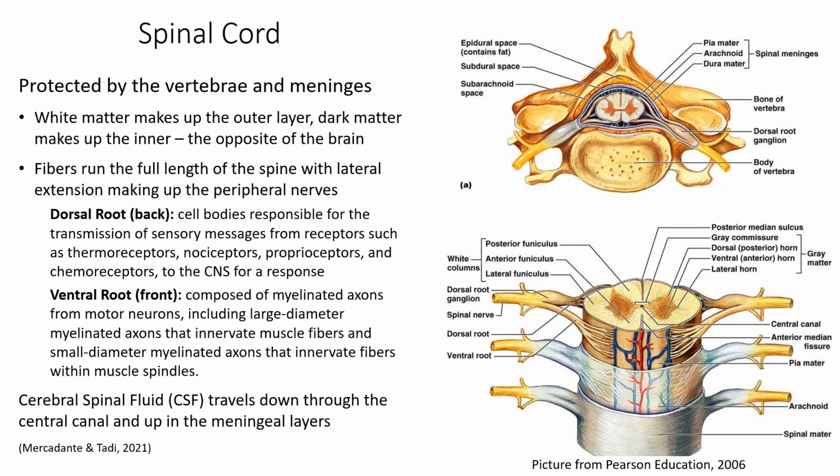Something to take into consideration is the fact that the cerebral spinal fluid travels down the central canal and up in the meningeal layers. The meninges are protective layers of varying density, with the dura mater being the thickest and strongest and the pia mater being the most delicate. Now there is a third layer, the arachnoid layer, which serves as a sort of mesh or web-like connection between the dura mater and the pia mater.